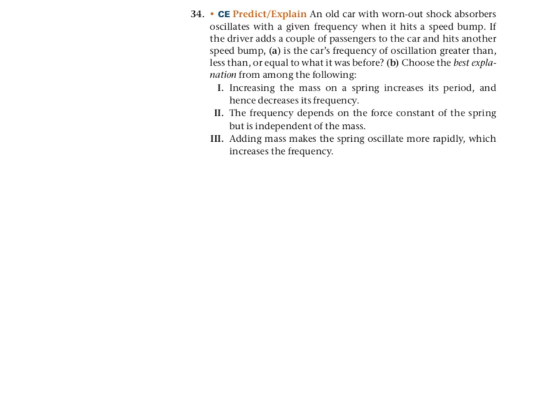Chapter 13, number 34. An old car with worn-out shock absorbers oscillates with a given frequency when it hits a speed bump. If the driver adds a couple of passengers to the car and hits another speed bump, is the car's frequency of oscillation greater than, less than, or equal to what it was before, and choose the best explanation.